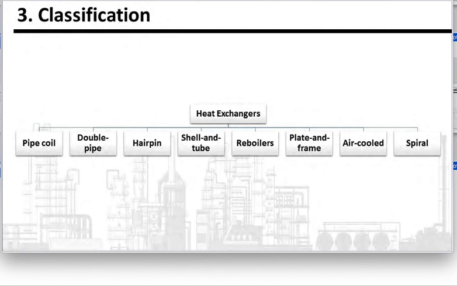Today we will discuss one of the important equipment in our industry, oil and gas, which is the heat exchanger. When you work in this field of oil and gas, you will find many types of heat exchangers, like the shell and tube, the air cooled, spiral plate and frame, and many types of reboiler, as we mentioned before, and double pipe.